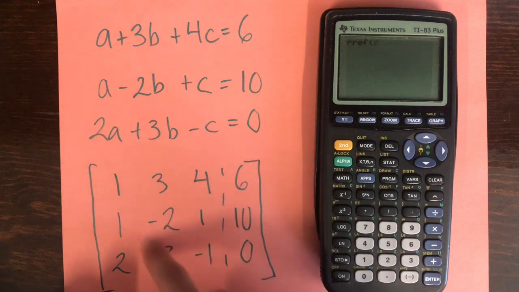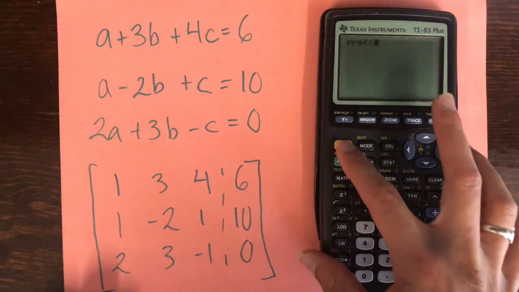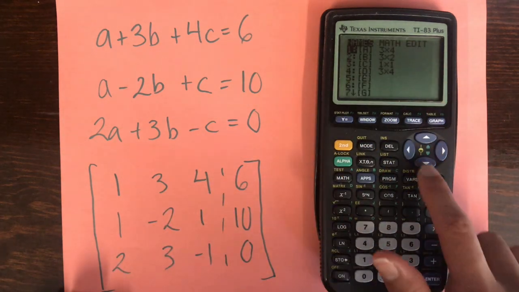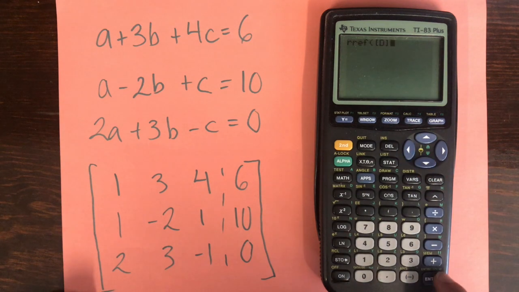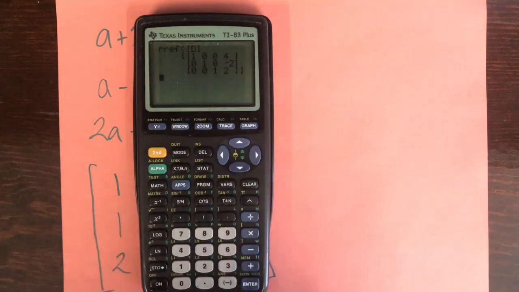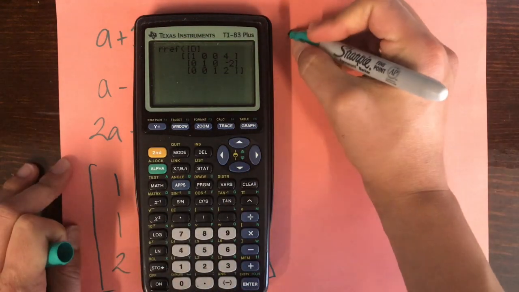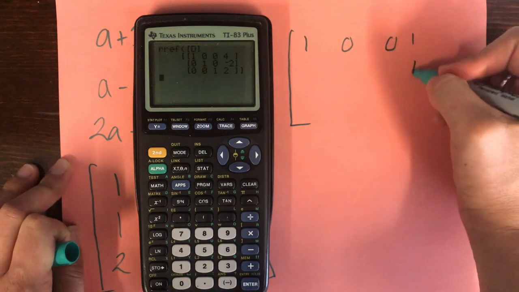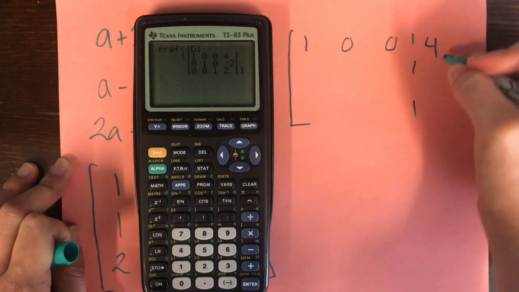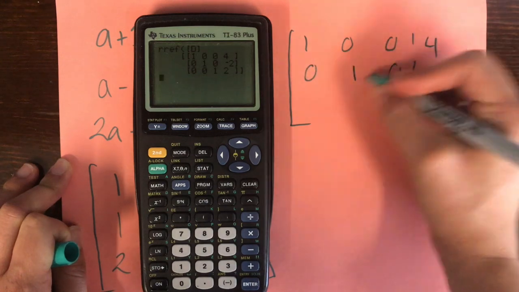Once we select that, we're going to perform reduced row echelon form. It's like a function, and we're going to perform it on matrix D, which is the one that we just edited. So I'm going to press enter on matrix D, and then I end up with this once I press enter. So I'm going to copy this down on my paper. I have 1, 0, 0, 4, I have 0, 1, 0, -2, and I have 0, 0, 1, 2.